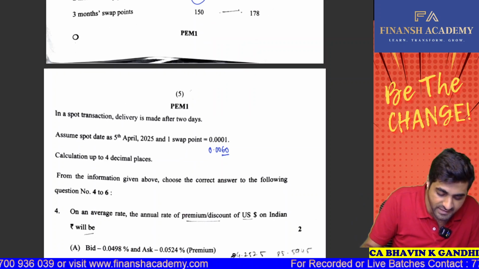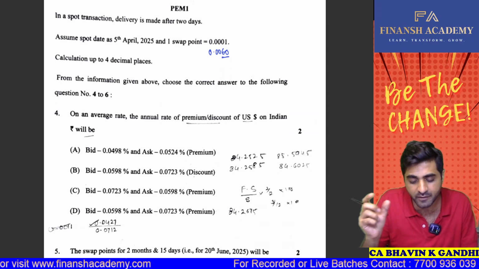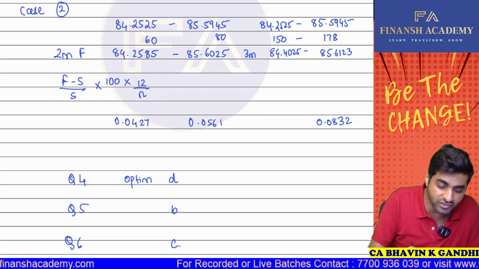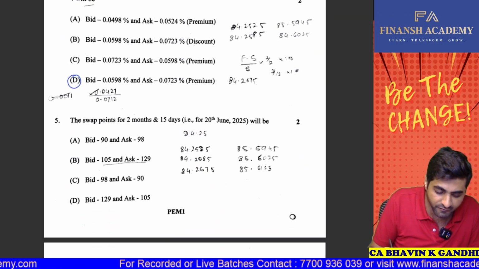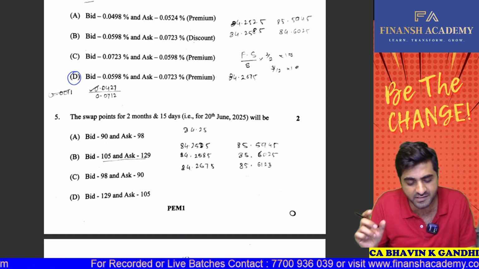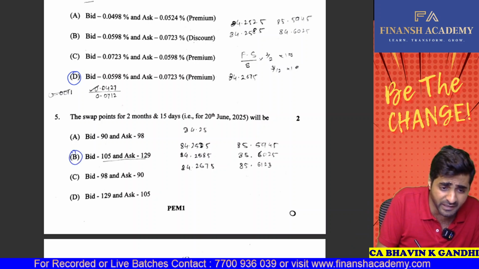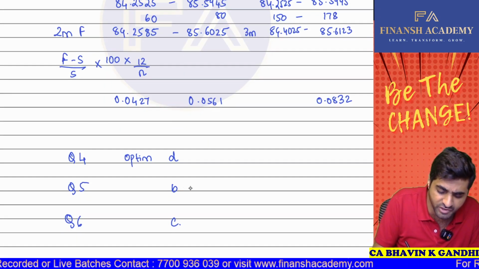Based on this, your fourth question is the average rate, annual rate, premium or discount of the US dollar. We have to annualize that, and based on that we are getting the answer of option D. Then for the second part, if the swap points are for 2 months and 15 days, the answer is coming as bid 105 and 129. So that is your option B.